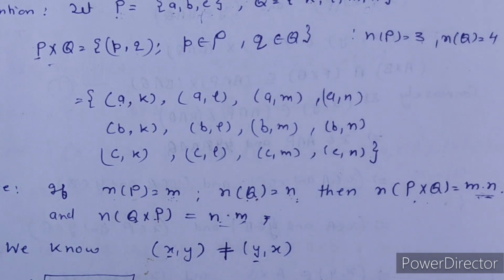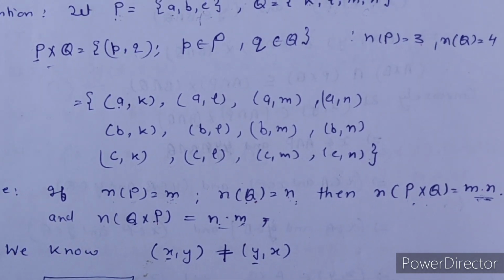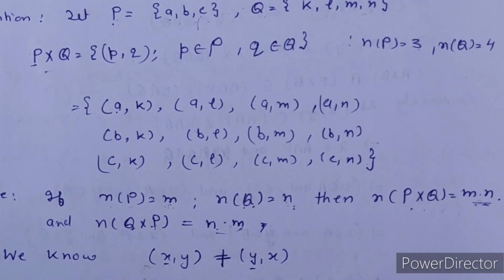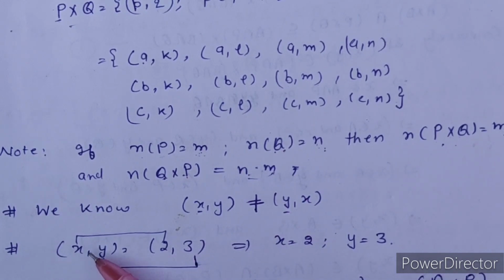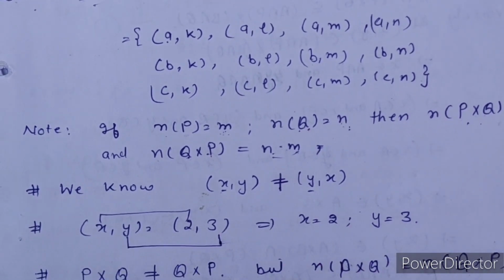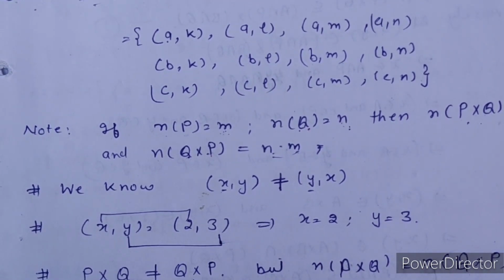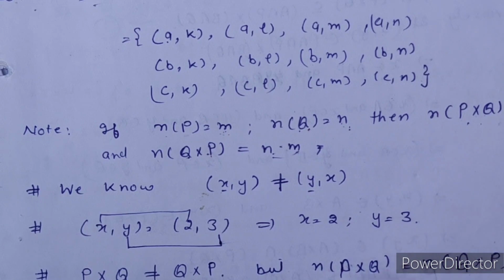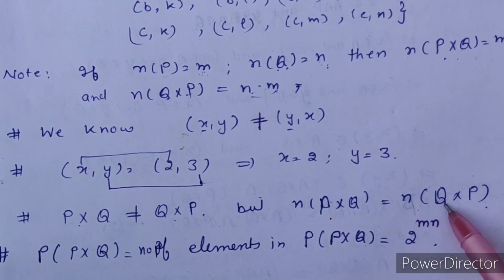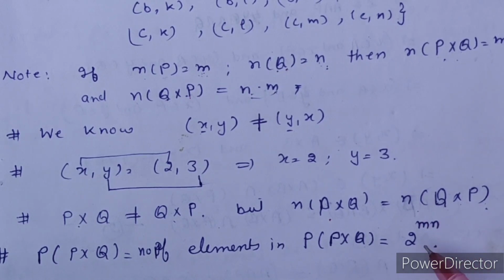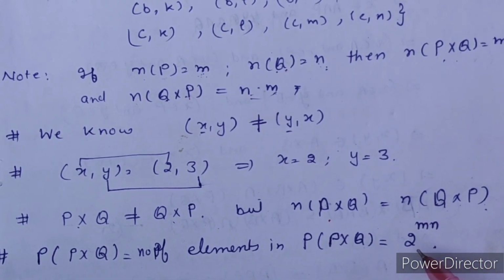Now if the ordered pair x comma y is equal to 2 comma 3, these two ordered pairs are equal if the first element is equal to the first, it means x is equal to 2 and y is equal to 3. In general, the Cartesian product of PQ is not equal to the Cartesian product of QP, but the number of elements in the Cartesian product of PQ is equal to the number of elements in the Cartesian product of QP. Okay.